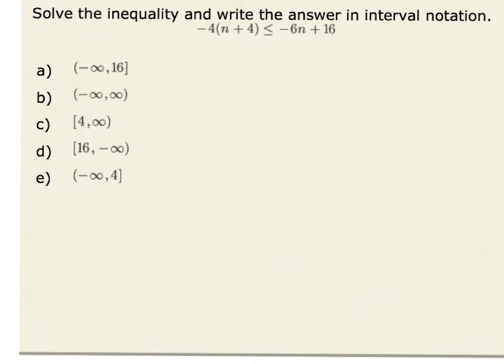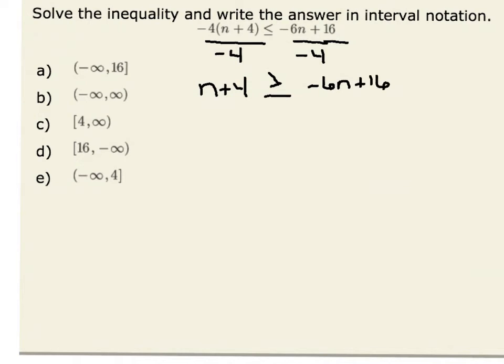Another way that I could solve this task is to recognize that I have a negative 4 times a quantity of n plus 4. Therefore, I could have started off with dividing both sides of my inequality by a negative 4. Since I'm dividing by a negative 4, I would reverse the inequality. Therefore, I'd have n plus 4 is greater than or equal to a negative 6n plus 16, all divided by a negative 4.